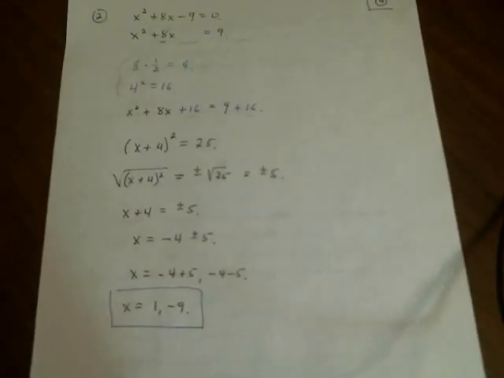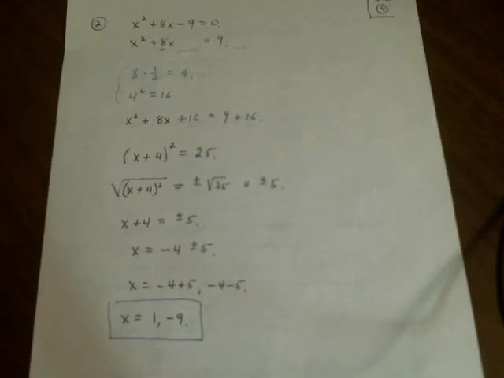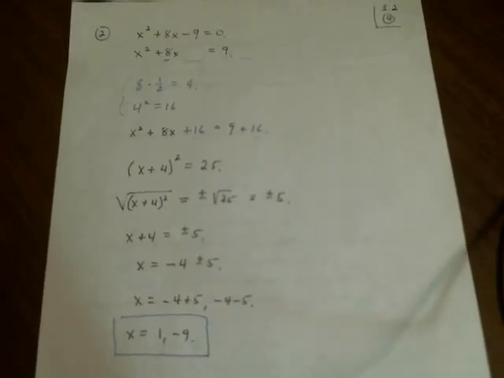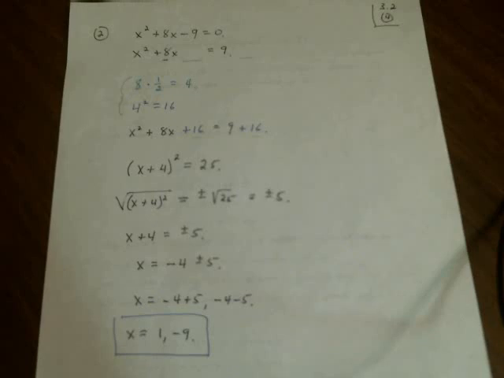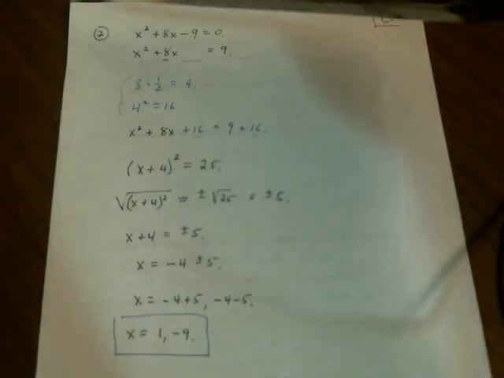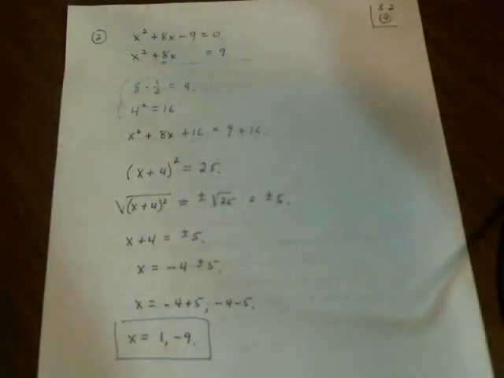Okay, now the next example, example 2. All right, so here we go. Let me see if I can get this laid out. Oh, there we go. All right, so there we are. x squared plus 8x minus 9 equals 0. Okay, so what I should say is the first step is make sure your leading coefficient is 1, and it is.